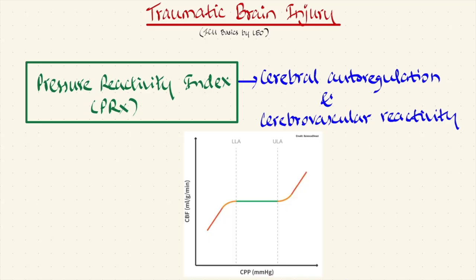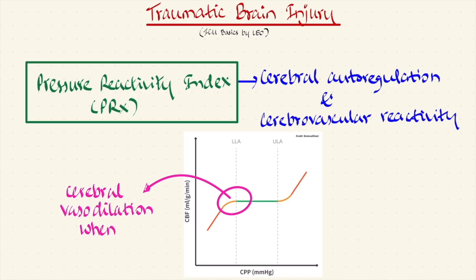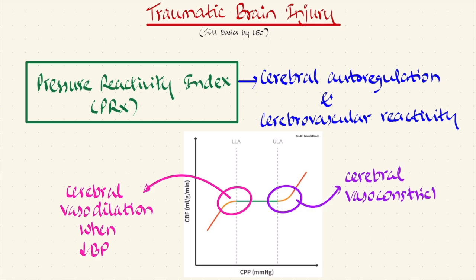Here is the Lassen curve to illustrate cerebral autoregulation and the relation of cerebral perfusion pressure and cerebral blood flow. Basically, to maintain cerebral blood flow within the autoregulation range, afferent cerebral arteries vasodilate as arterial blood pressure decreases towards the lower limit, and vasoconstrict as arterial blood pressure increases towards the upper limit of the range.